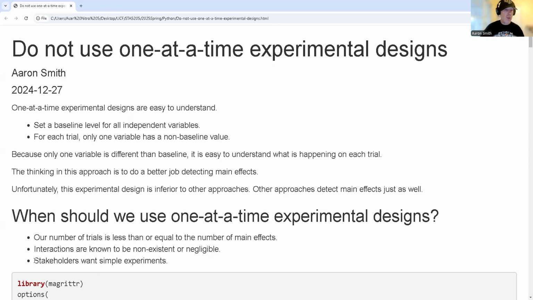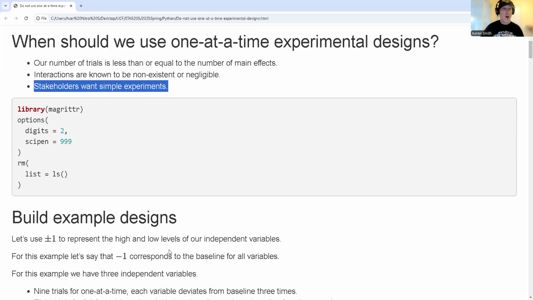And ultimately, the main reason why I would ever do something against my statistics professors when I'm doing work is that my stakeholders want it that way. So if my stakeholders want simpler experiments so that they feel comfortable with what's going on, so that they accept my work, that's how I'm going to do it. All right, so let's get going.